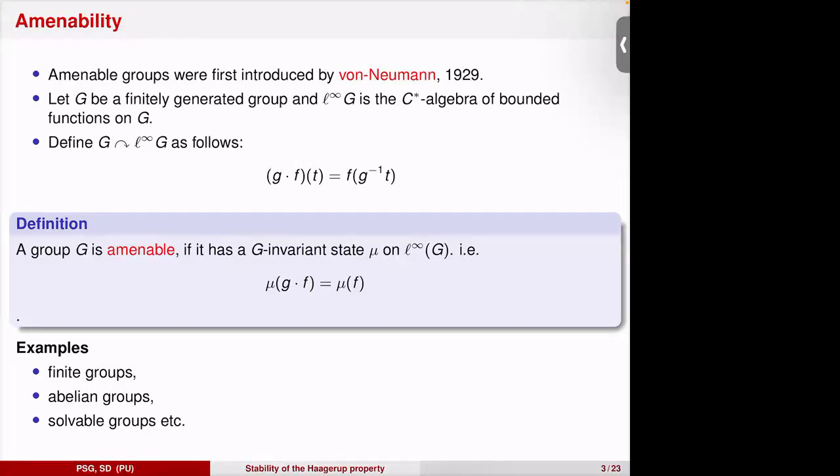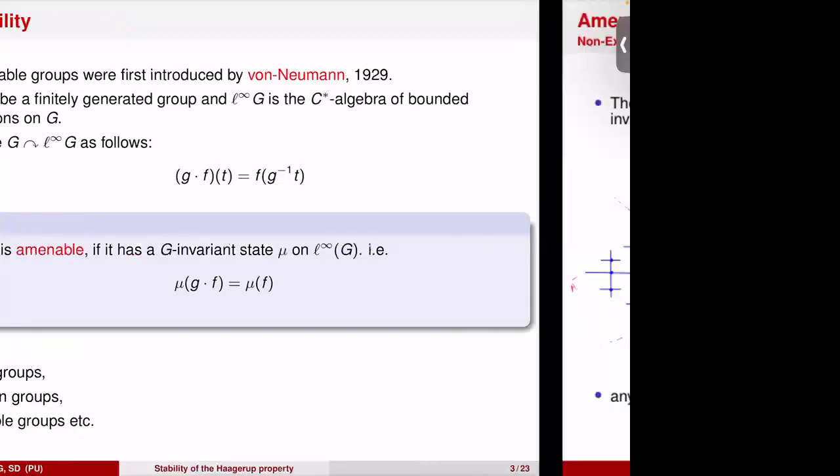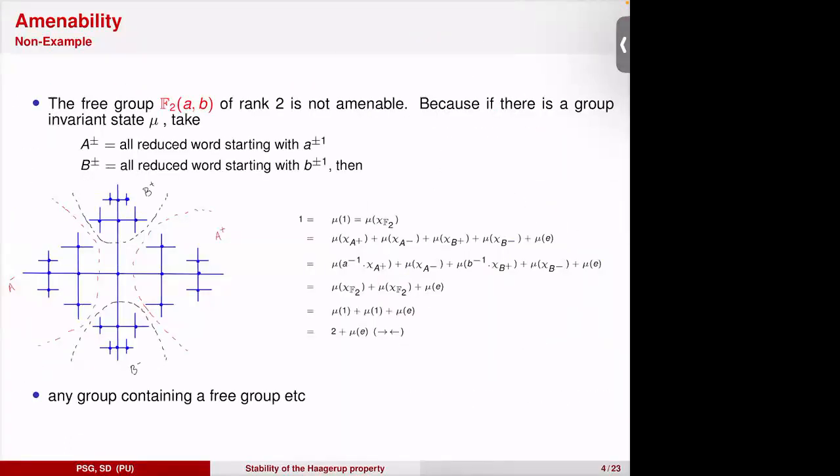A G-invariant state, a state on L infinity G, is basically a functional which takes value 1 on the constant function 1. A group is amenable if the state satisfies this G-invariance property. It has been shown that finite groups, abelian groups, and solvable groups all satisfy this amenability property. But a non-example would be the free group on two generators.